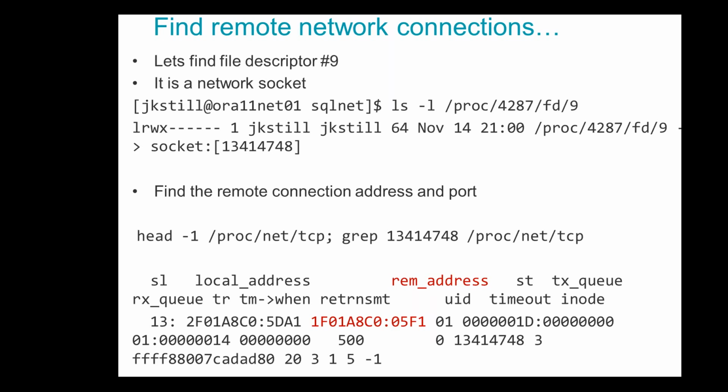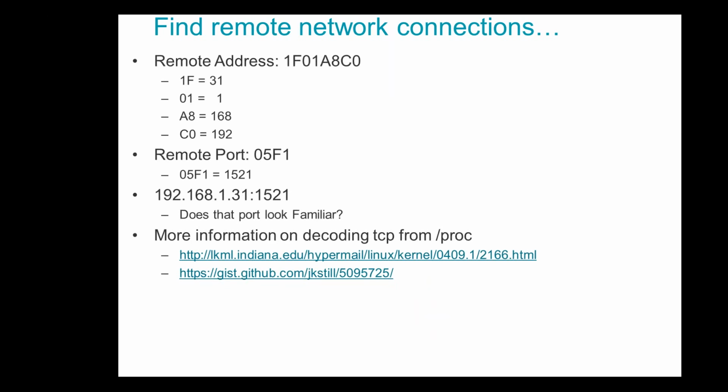What do we find? Notice under remote address in red, we have in hex the TCP address and the port that it is connecting to. So now let's decode that. For our hex remote address, we can decode each byte and find out that it's connecting to 192.168.1.31. Oh, and look what 05F1 becomes: it is 1521. That's a very recognizable port. That's the default Oracle port for the listener. So at this point, we know that it's connecting to another database, and we can find out what's going on.